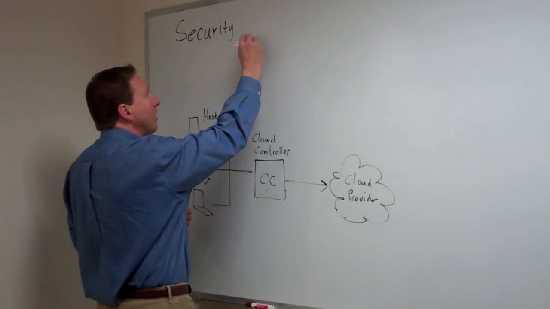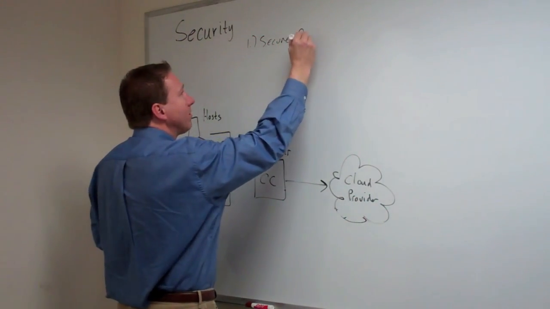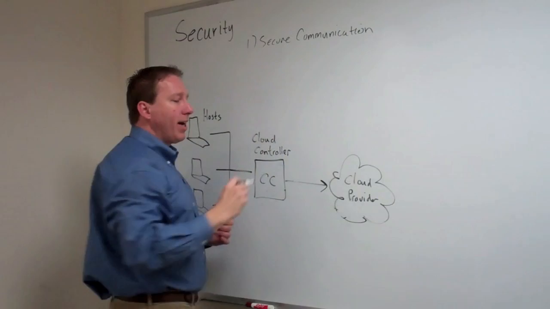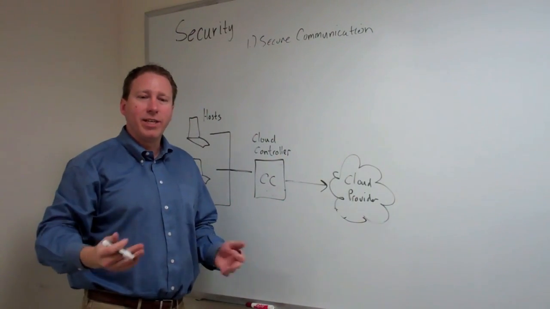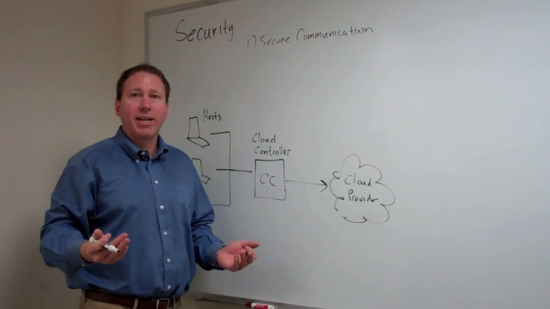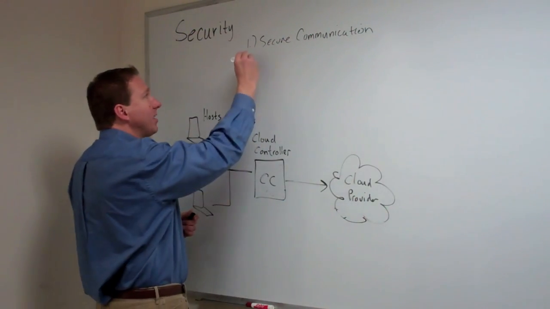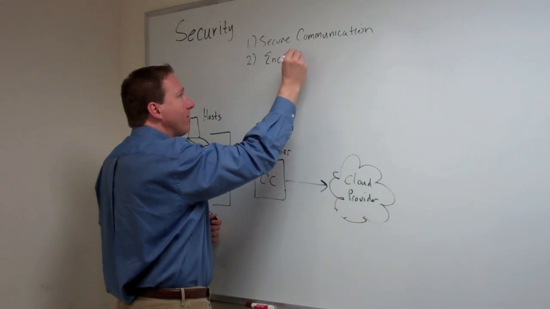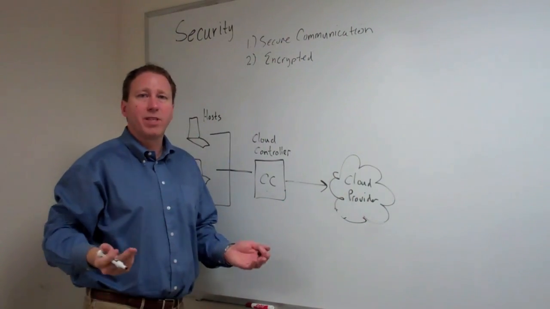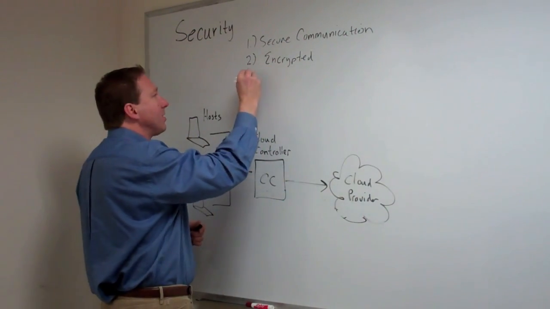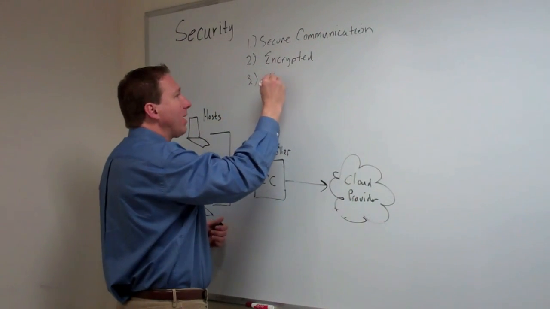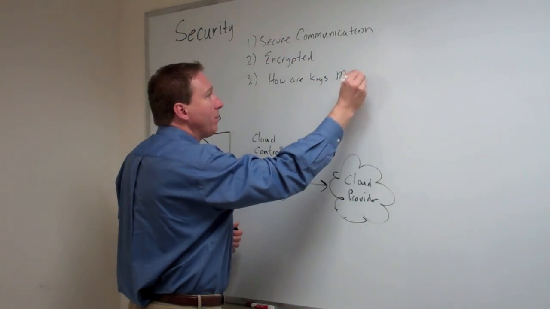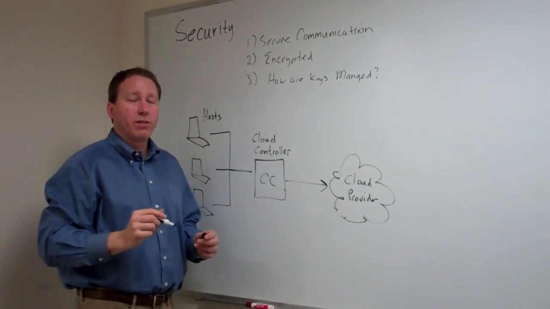The first is secure communication to my cloud provider. How do I make sure that the cloud provider I'm talking to is indeed the cloud provider that I contracted with, and what are the mechanisms there? The second thing is, now that I have a secure connection, how do I make sure my data is safe? So the idea of encryption comes into play. How is that done? And then the third thing is, if I'm doing encryption, naturally, how are my keys being managed? And primarily, where are they being stored? Which is the more critical question.